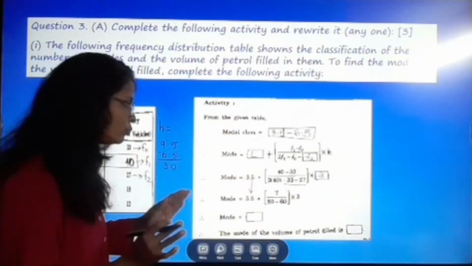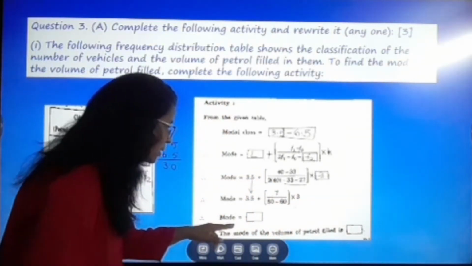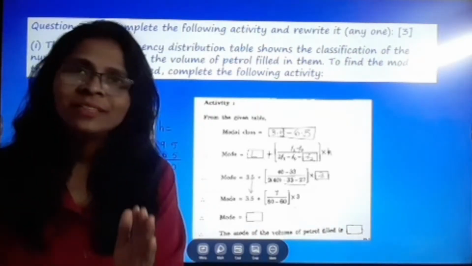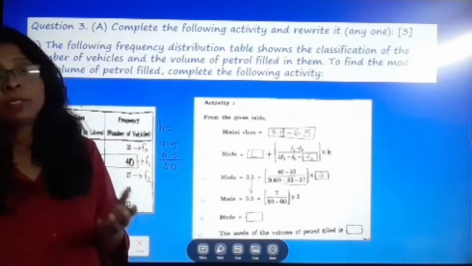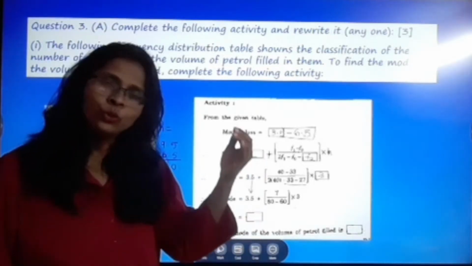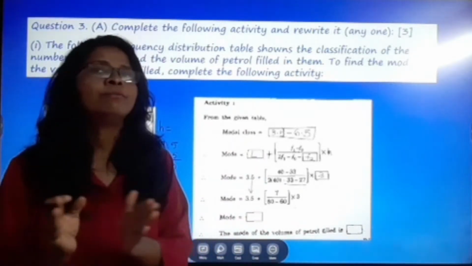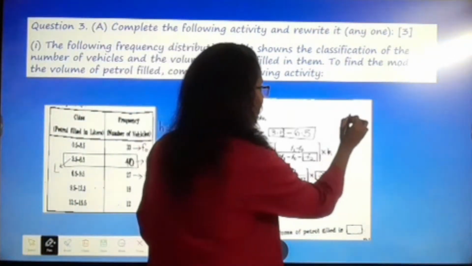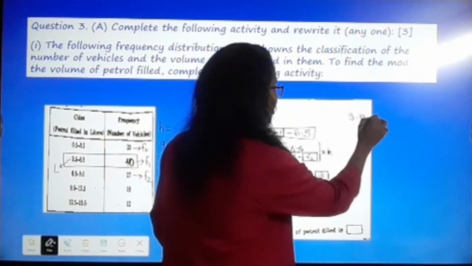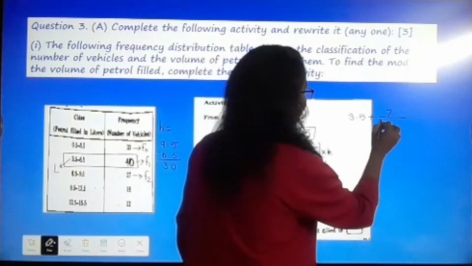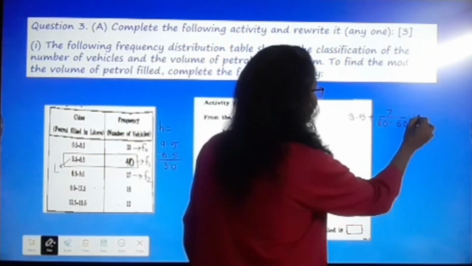So now here students, the next step is they want the direct answer. So how is it possible to write down the direct answer? No. So you solve it on the rough page. Okay. So here I solve 3.5 plus 7 upon 80 minus 60 multiply 3.